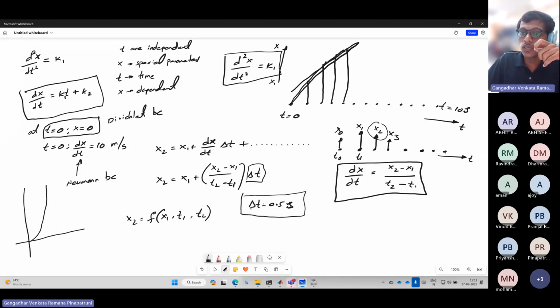This independent variable, if you increase, you will get a similar solution but much more accurate. If you further decrease, you will get much more accuracy. But the number of points, if you decrease the delta t between 0 to 10 seconds and keep on decreasing the delta t, the number of these points will increase, right? But you will get a much more accurate solution based upon this Taylor series. I hope now this is clear.